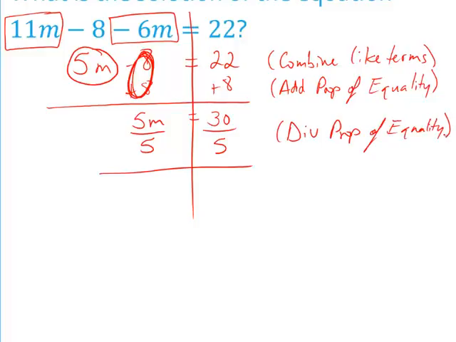So 5 divided by 5 becomes 1. So you're going to have 1m equals 30 divided by 5 is 6. So your solution will be m equals 6.